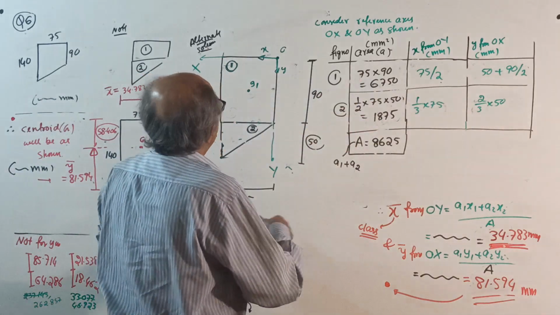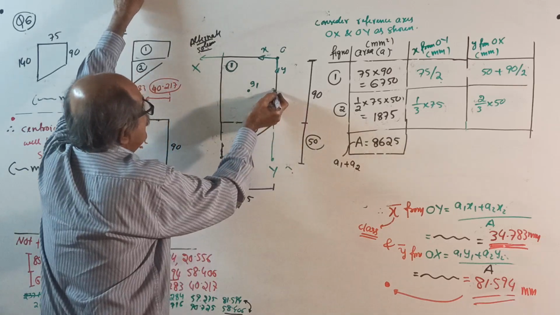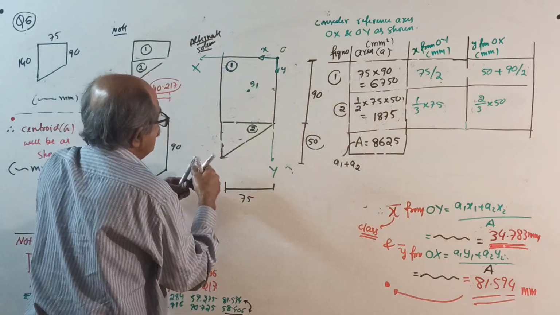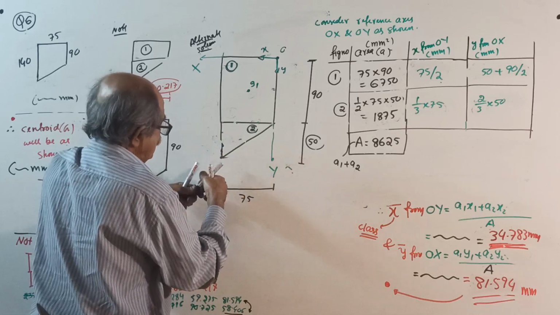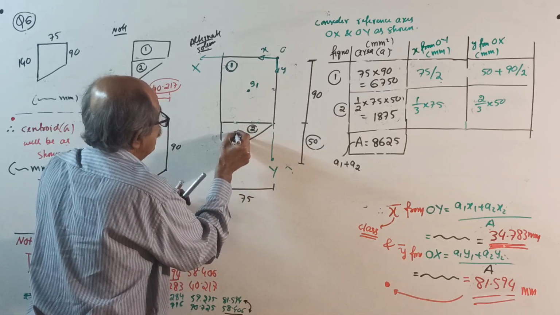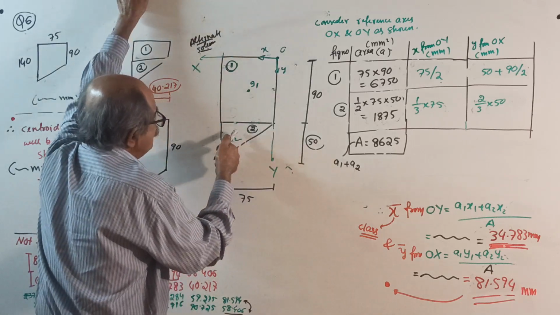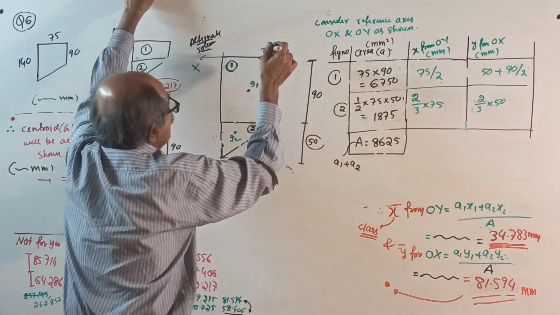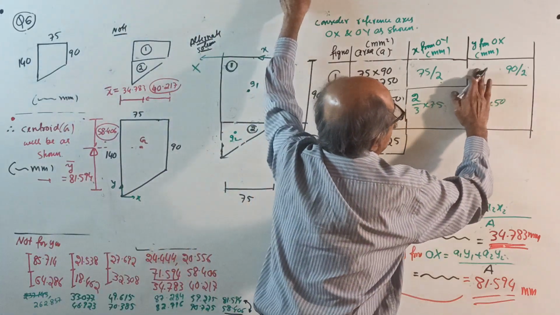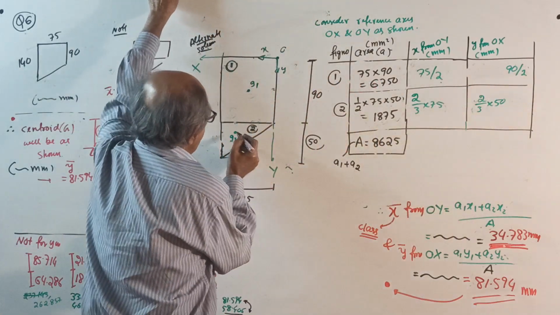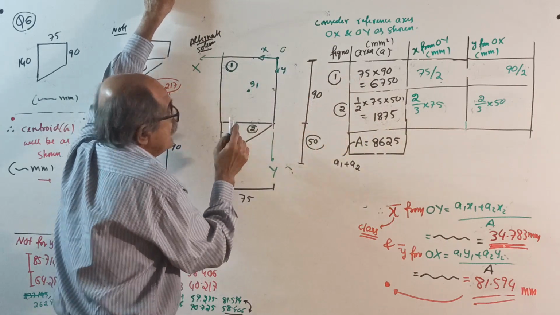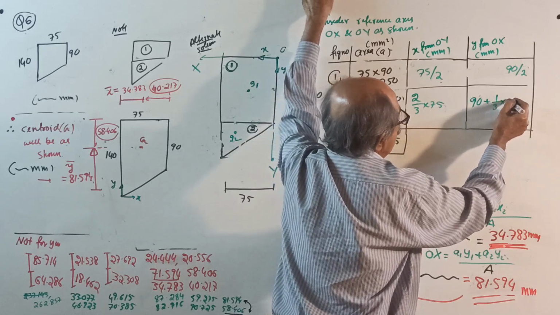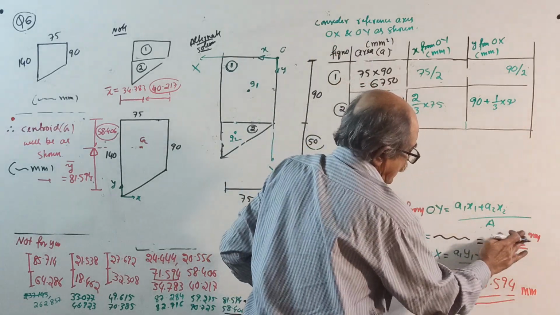Area will remain same. Now see, X1, half of 75. Once again same. But X2 will be, see, its centroid is here. I have not marked centroid here, I removed it. Its centroid is here, G2. Now from here to here is 2/3 of 75. Y from here, directly half of 90, that is 90 by 2. Other one is 90 plus 1/3 of 50. Not 2/3 now. 90 plus 1/3 of 50. Calculate X bar, calculate Y bar.